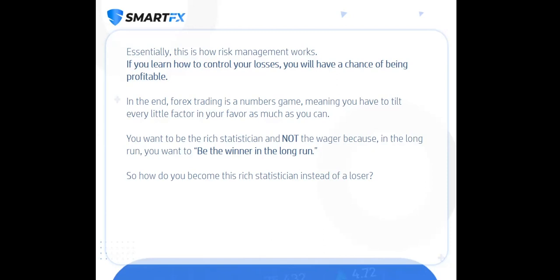Because in the end, Forex is just about numbers. Where and how you can make profit, it's all about maths in Forex. So if you want to be rich, you have to be a statistician. What is a statistician? It means you have planned your things, you have analyzed your things, you know that at this factor this might happen, and you're ready to take your risk. So you're not being a wager. You want to be a winner in the long run, not a loser.